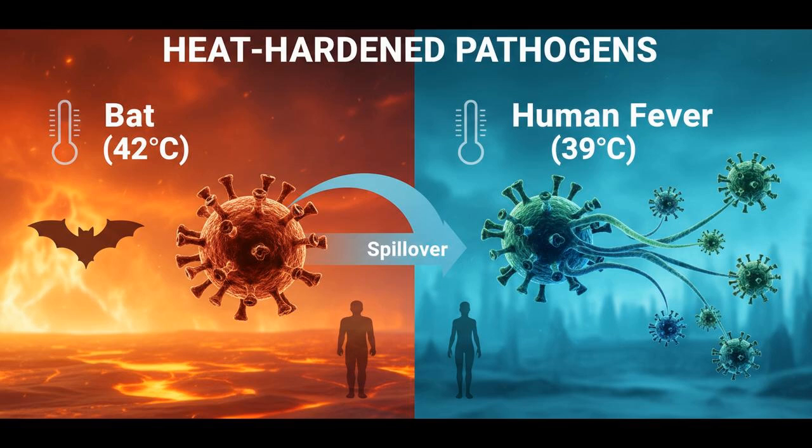The virus enters a human. The human body raises its temperature to 39 degrees to fight it off, but the virus is already adapted to survive 42 degrees. To the bat virus, the human body feels like a relief. This allows the virus to replicate unchecked, which often triggers the human immune system to panic and launch a cytokine storm, causing severe disease.